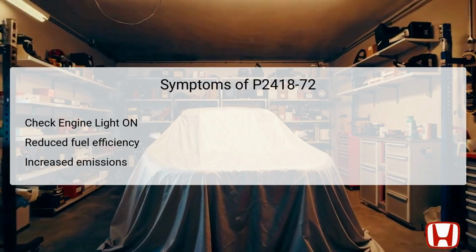The symptoms associated with DTC P2418-72 primarily include the illumination of the check engine light on the dashboard. This warning indicates that the PCM has detected an issue within the EVAP system that requires attention. Furthermore, due to the malfunctioning purge valve, drivers may experience reduced fuel efficiency as the system fails to maintain optimal pressure levels during operation. This can lead to ineffective fuel vapor management, negatively affecting the engine's performance.